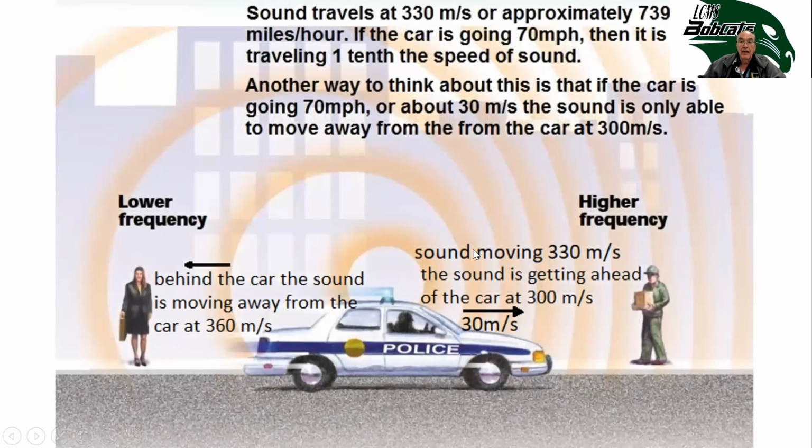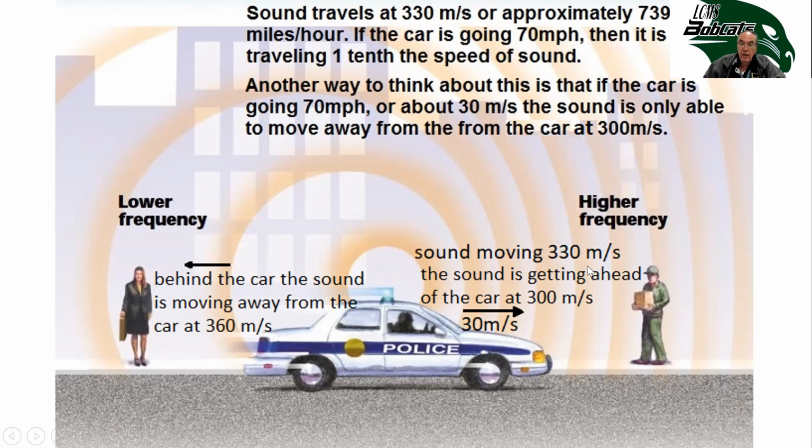Now let's take a look at this slide. Sound travels at about 330 meters per second, or about 739 miles an hour. So if the car is going 70 miles an hour, then it's moving at about 1/10 the speed of sound. Or another way you can think about this, if the car is going 70 miles an hour, which is about 30 meters per second, then the sound is only able to get away from the car at about 300 meters per second.